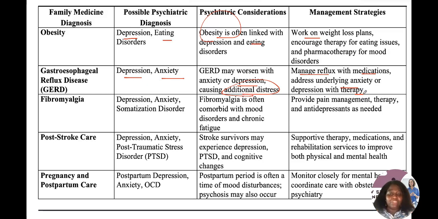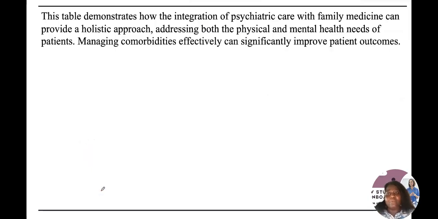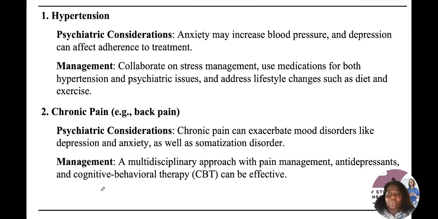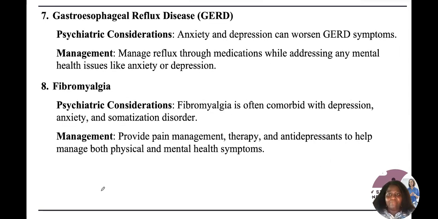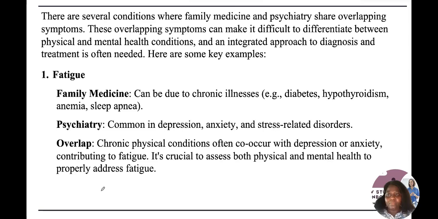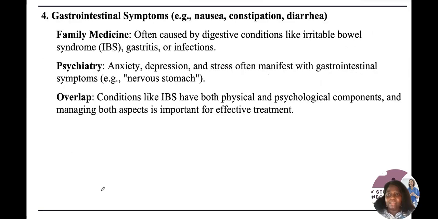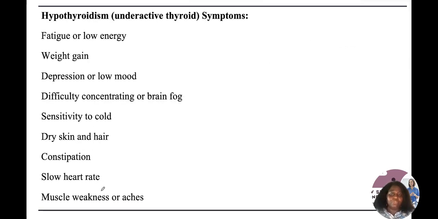What about fibromyalgia? Depression, anxiety can be the overlapping diagnosis to see with that. Fibromyalgia is often comorbid with mood states and mood disorder. Can you see overlap here? Mood is a big part of everything that we do, and it goes on to post-stroke care, to pregnancy, postpartum care. And what I want to quickly emphasize is thyroid issues. So let's look at this quickly.